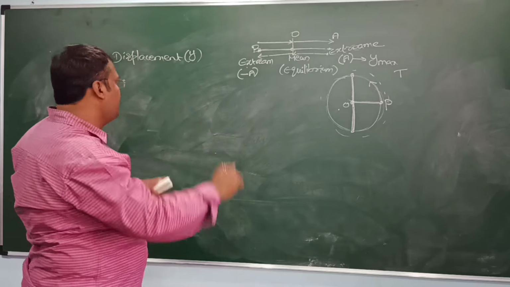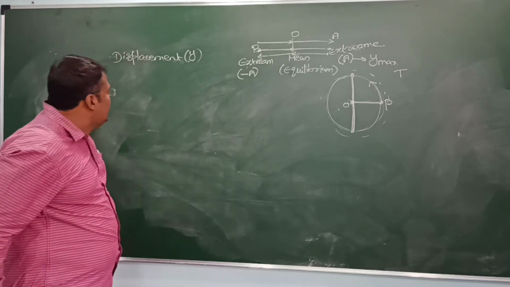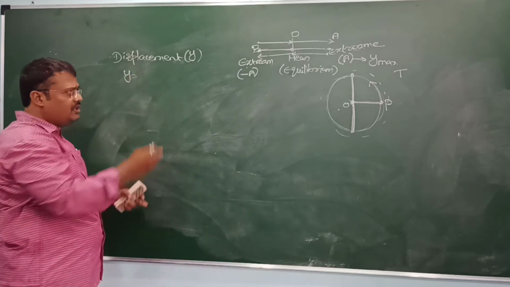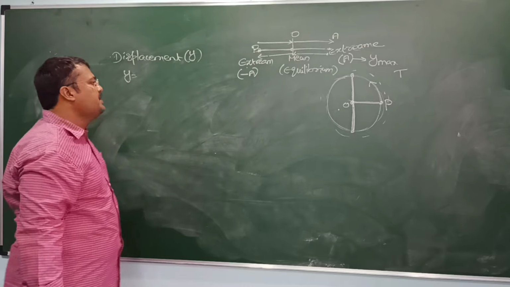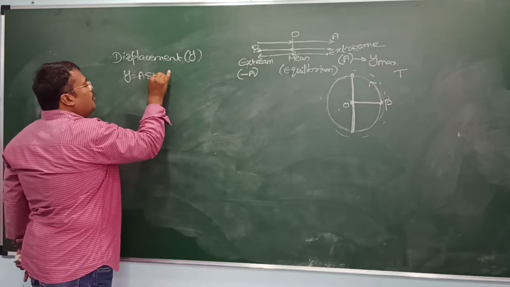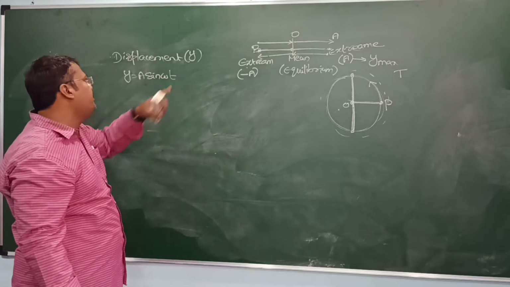Means one to and fro motion. Based on that one, we have to try to take on the displacement of a particle. Based on that one, we will derive the displacement of a particle: y is equal to A sin omega t. Then we have to use this displacement of a particle.